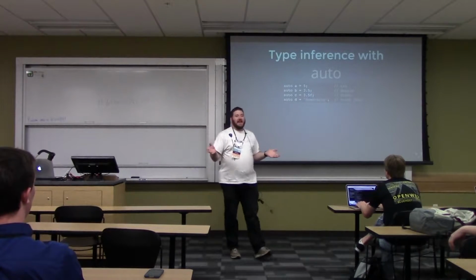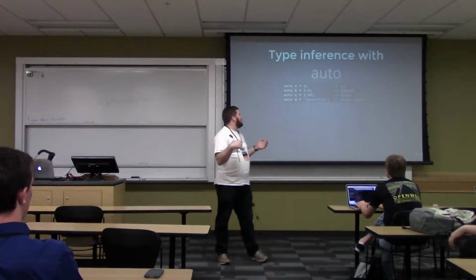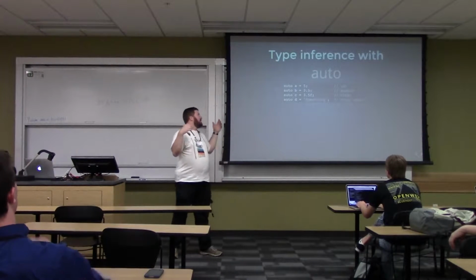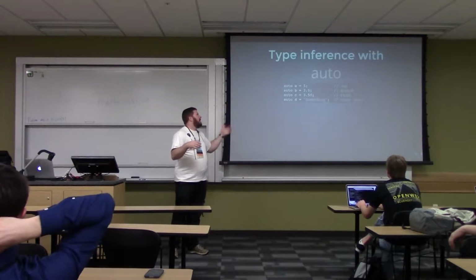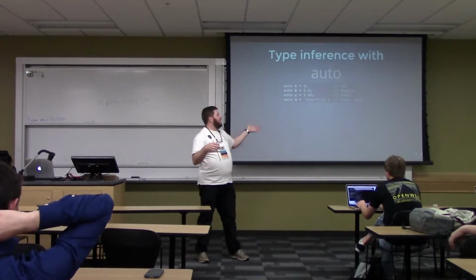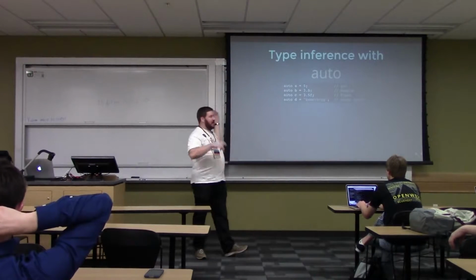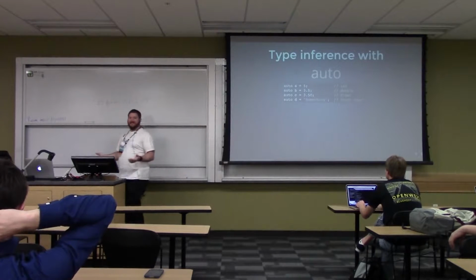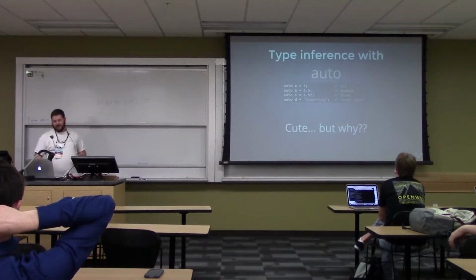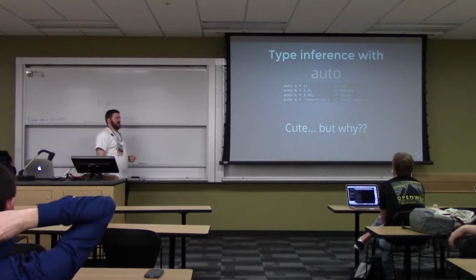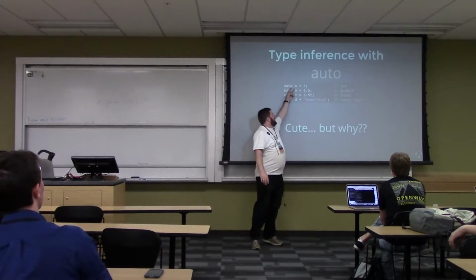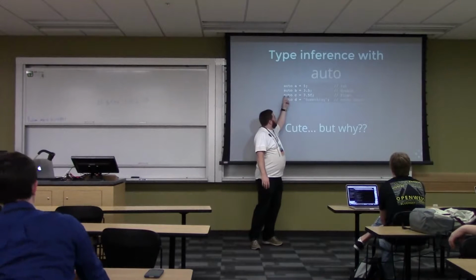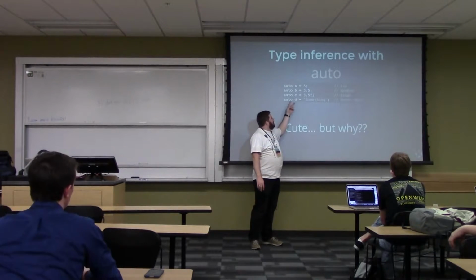Type inference with auto. C++11 has added this auto keyword. Before, you used to say int a equals 5, double b equals 3.5, float c equals 3.5f, const char pointer d equals something. Now you can say auto. Isn't that exciting? Why does it matter? I mean, is it really harder to just write int a, double b, float c, const char pointer d?